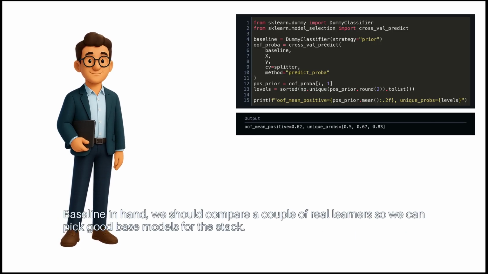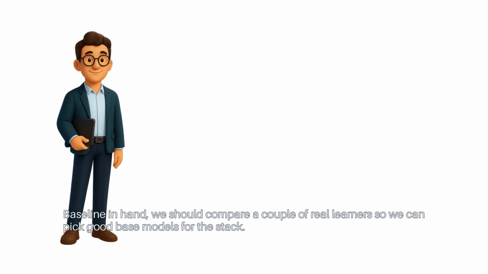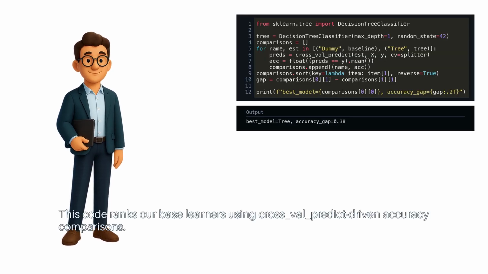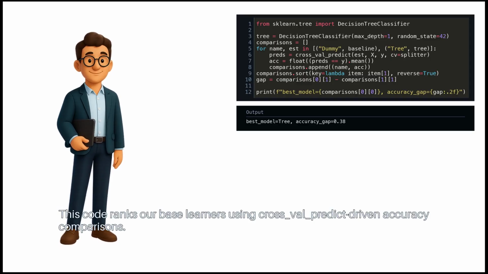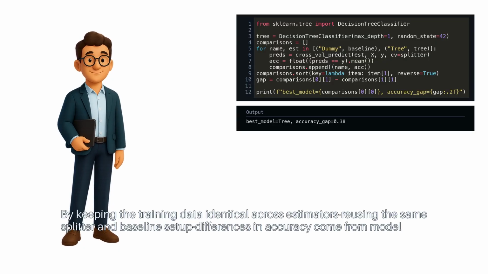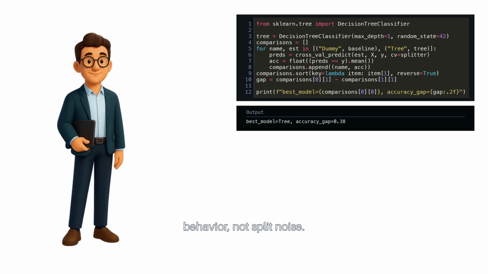Baseline in hand, we should compare a couple of real learners so we can pick good base models for the stack. This code ranks our base learners using cross_val_predict-driven accuracy comparisons. By keeping the training data identical across estimators, reusing the same splitter and baseline setup, differences in accuracy come from model behavior, not split noise.